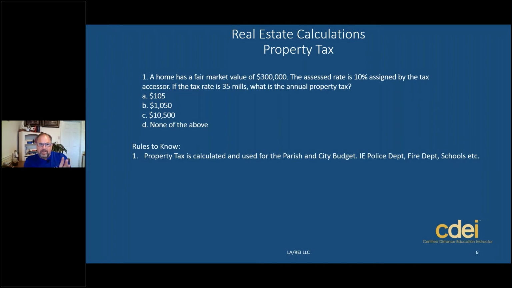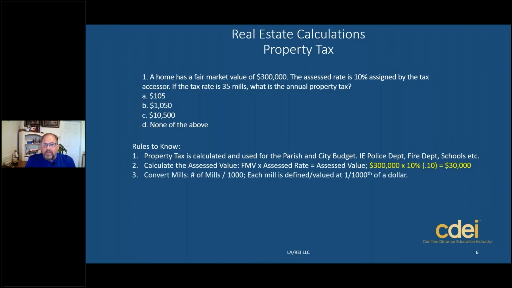Now, in calculating the property tax, first thing you have to do is calculate the assessed value. So the formula for the assessed value is fair market value, FMV, that's what it stands for, times the assessed rate. Remember, the assessed rate was assigned by the tax assessor at 10%. That gives me the assessed value. So I've got $300,000 times 10% or 0.10. I got 30,000 is my assessed value.